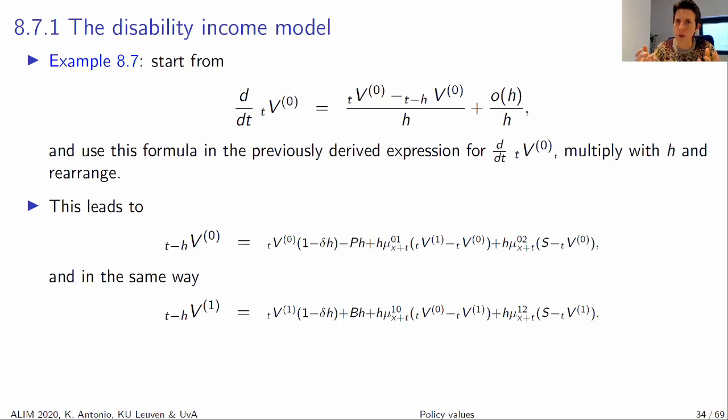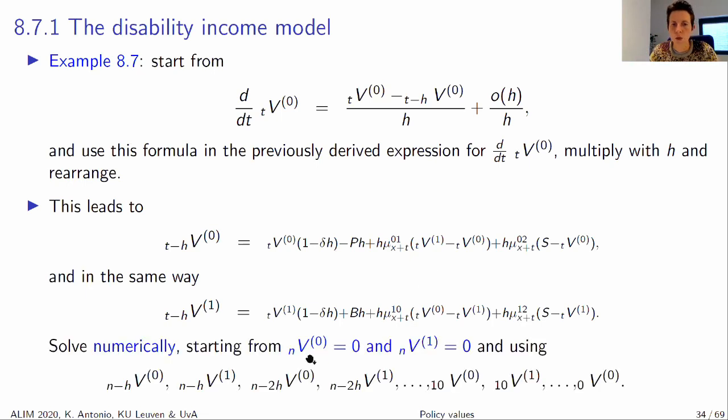Okay, and of course, what are these boundary conditions? Well, for the boundary conditions, we can say at the end of the contract, so at time point n, you no longer need a policy value. So your policy value then drops to zero because it's the end of the contract. You have no future obligations towards your policyholders. So if you start there with a value of zero, then using this scheme, you can calculate the policy value at time point n minus h for state 0 and for state 1, and you can continue like this. Okay, and that will also deliver you the requested policy value at time 10.